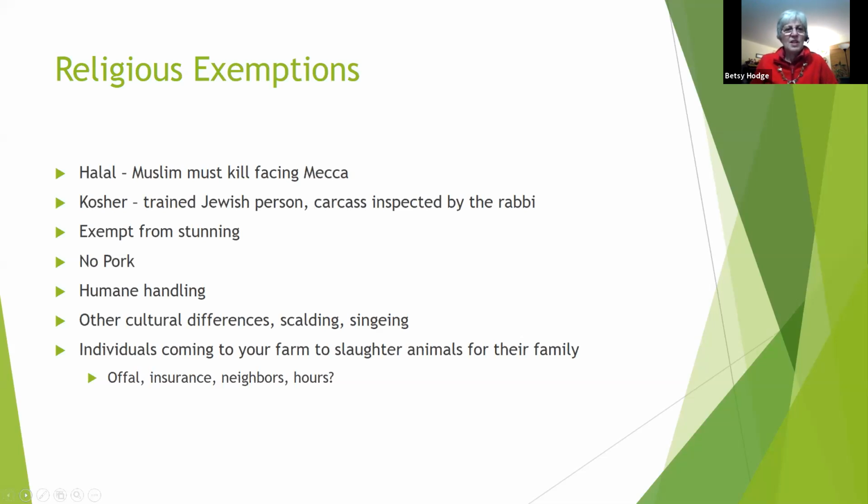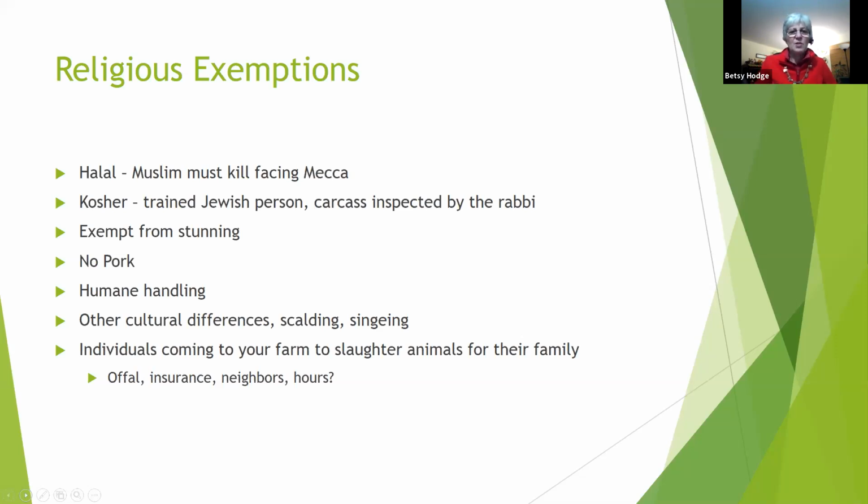They are exempt from stunning. They don't like to see or have any pork. If you're in a facility, they don't want any pork in the facility at the same time. Need to be careful of humane handling of the animals. And there are some other cultures which do, I think Asians especially do scalding or singeing of the hair off, say, a pig or a goat.